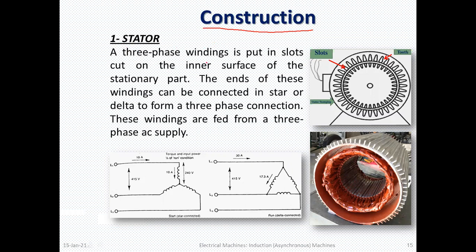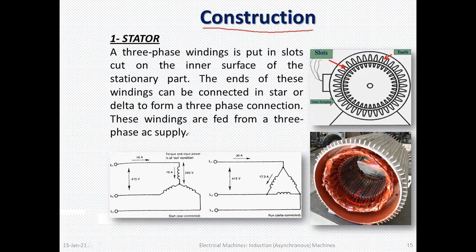A three-phase winding is put in slots cut on the inner surface of the stationary part. You see here, this is the cut part, and in these slots are the windings. The ends of these windings can be connected either in a star or in delta.